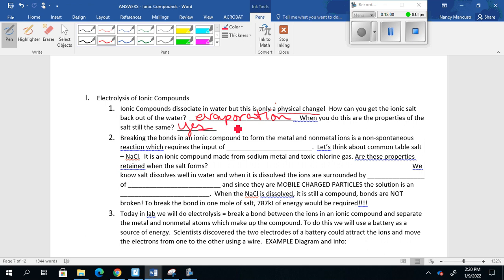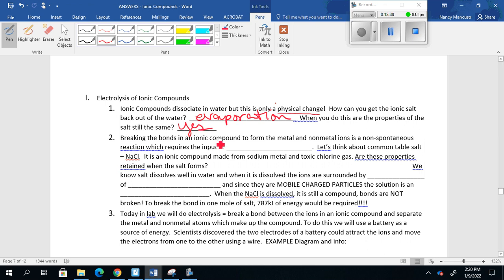You can think about tasting it. I know we usually don't taste anything in the lab, but when I use table salt as an example, that salt flavor, whether it's in a solid form or dissolved in water, is the exact same. So physical changes do not alter their properties, but the bonds are still present, meaning NaCl is still an ionic compound because of its ionic bond. I have not broken the bond when I dissolve.